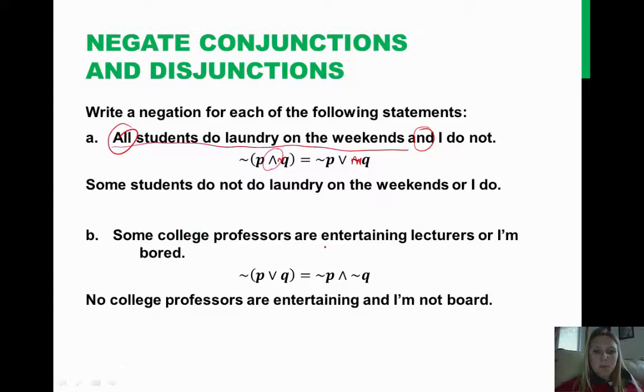Some college professors are entertaining lecturers, or I'm bored. So this first statement is going to be P. We have or and I'm bored. So in this case, they're both written in positive form in our original sentence, so we'll leave them that way in our symbolic statement. We're going to flip our or sign to make it an and, and give each one a negative. So when I go to write this, remember, we go from a some to a none. So no college professors are entertaining, and I'm not bored.